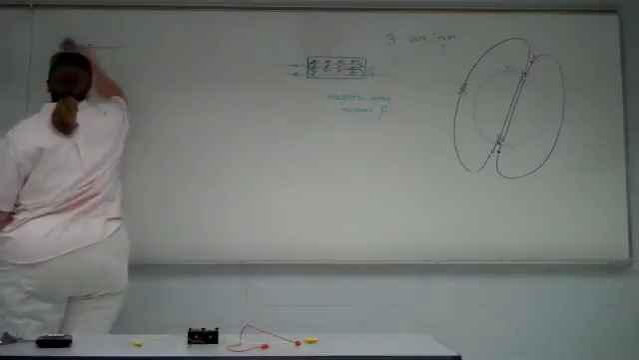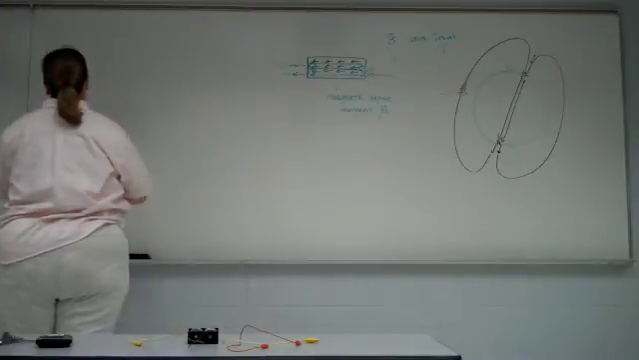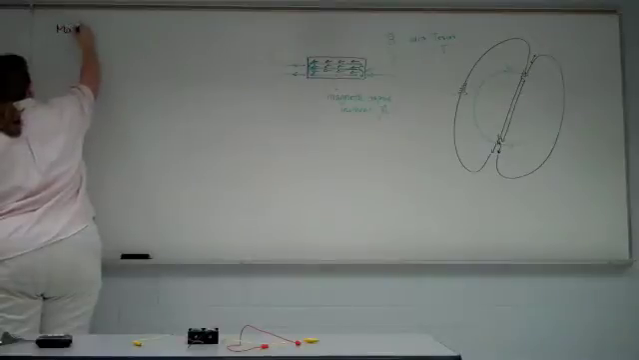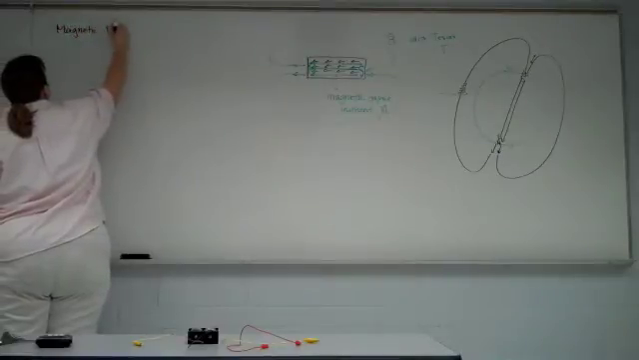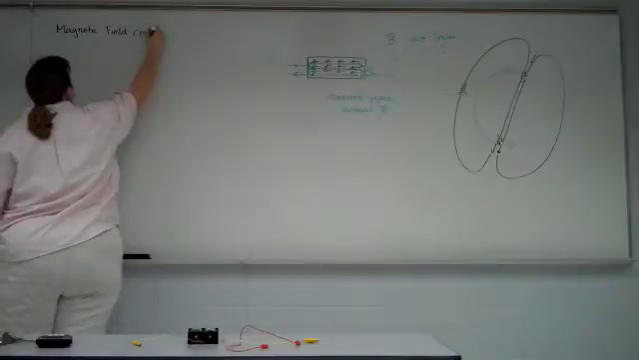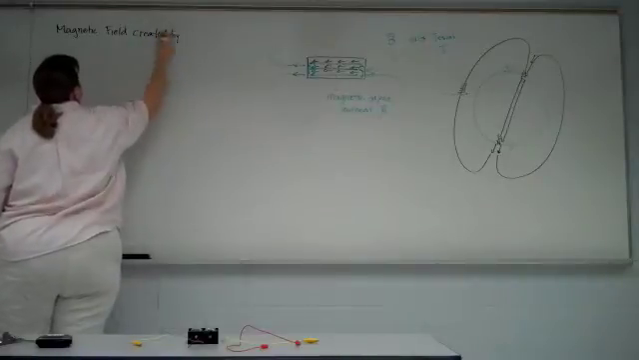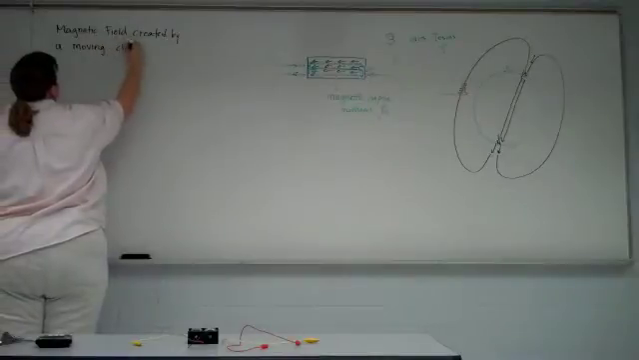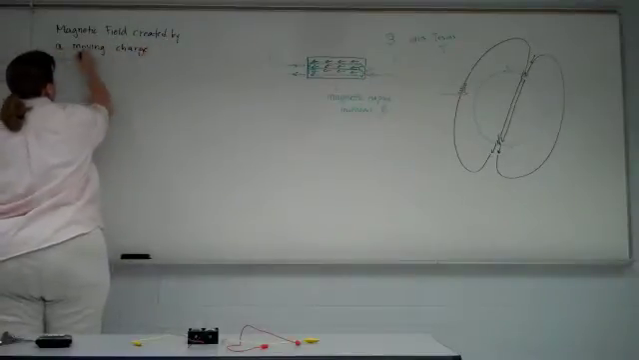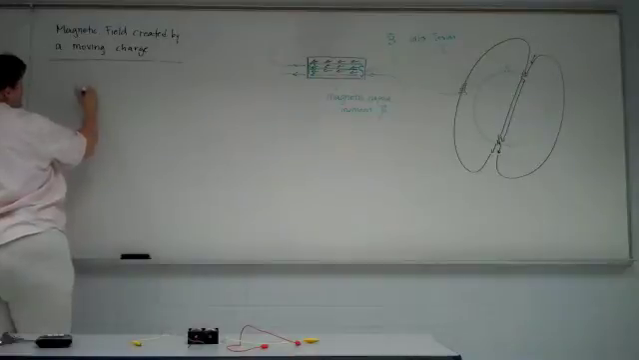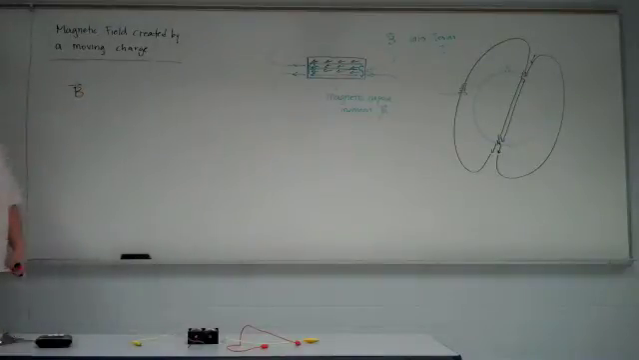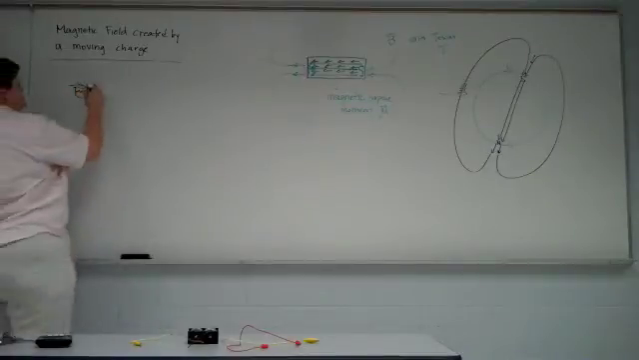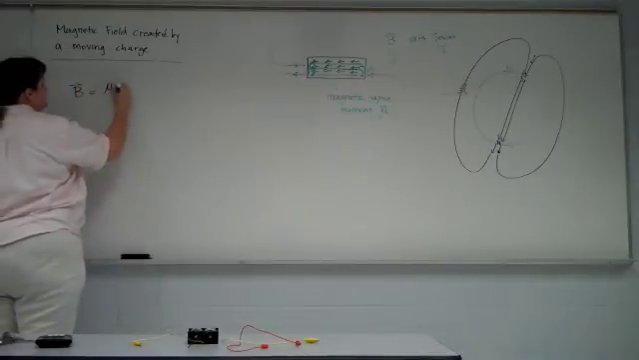So, the magnetic field created by a moving charge. We have a nice little equation. Again, the symbol we use for magnetic field is a capital B. Magnetic field is a vector. It has a direction associated with it. The equation looks like this.